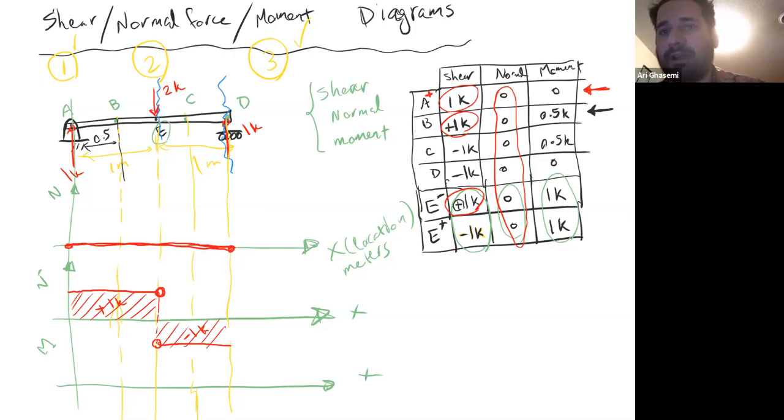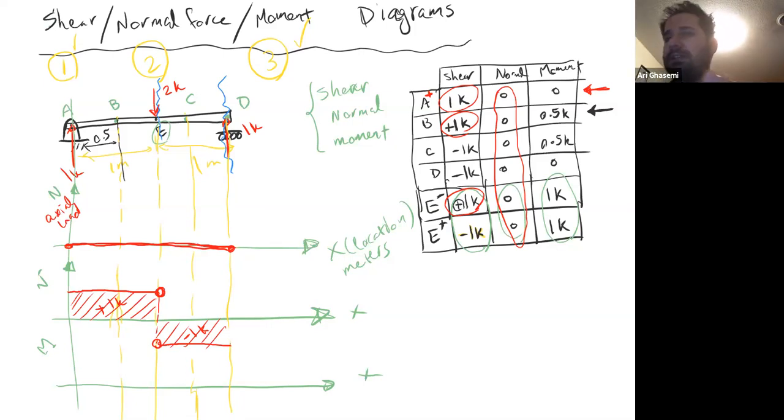That's your shear diagram. So the one on the top, they call it the normal force or axial load diagram. The one in the middle, they call it the shear force diagram. And now let's draw the moment diagram. Usually the most important one is the moment diagram.